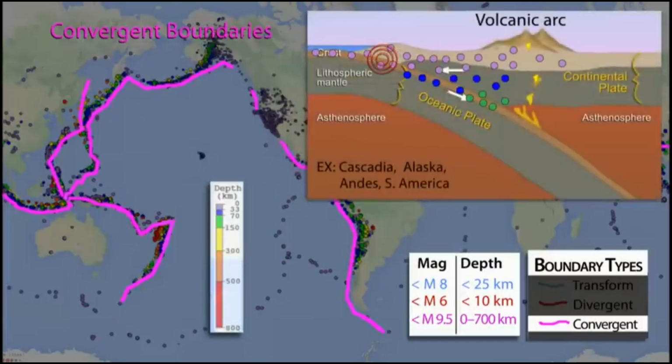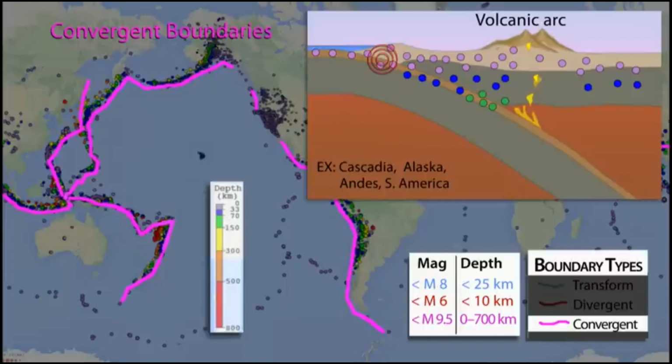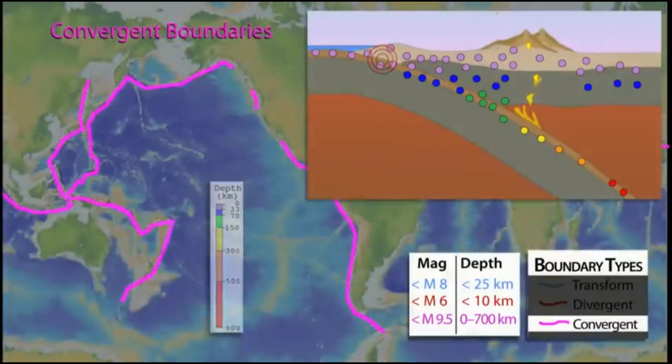A broad zone of shallow earthquakes occurs within the overriding plate due to compressive forces near the convergent boundary. Earthquakes can reach depths of 700 kilometers within the subducting plates because the oceanic plate can remain cold and brittle as it dives into the deeper mantle.